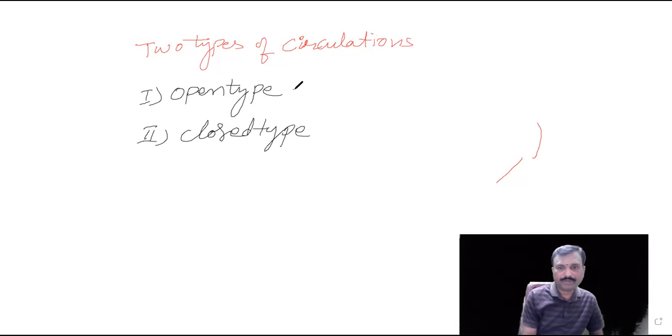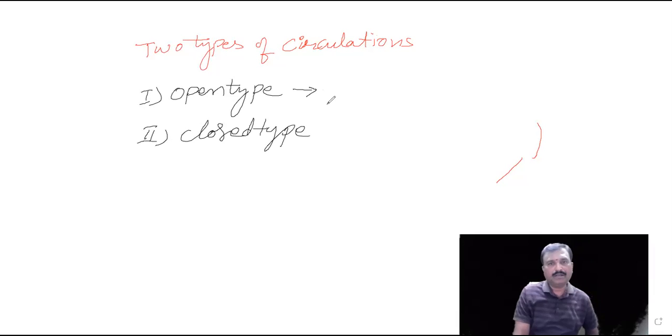In open type, there are no particular blood vessels. For example, in a cockroach an open type of circulatory system is there. Blood flows through large spaces called sinuses. In closed type of circulatory system, particular blood vessels are provided to flow blood. For example, all vertebrates.